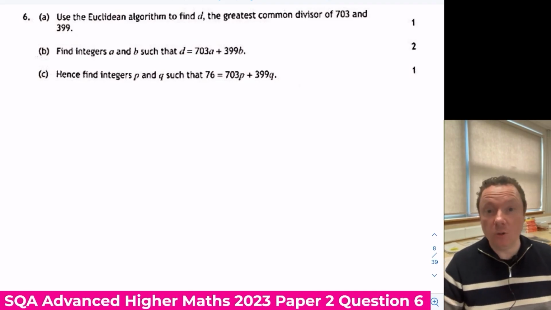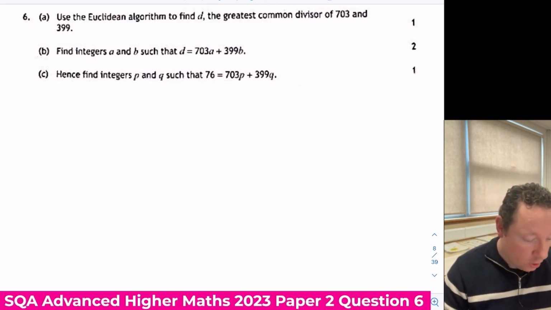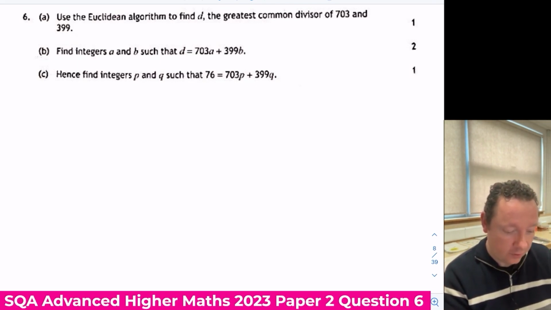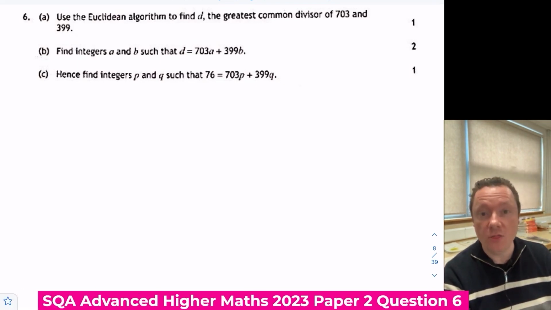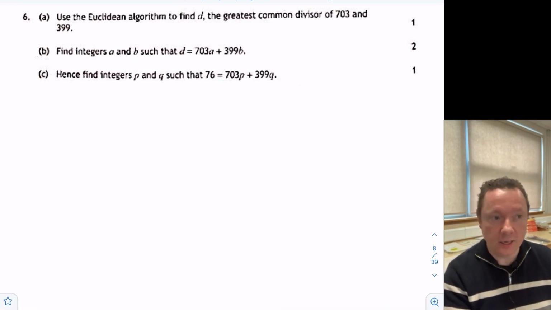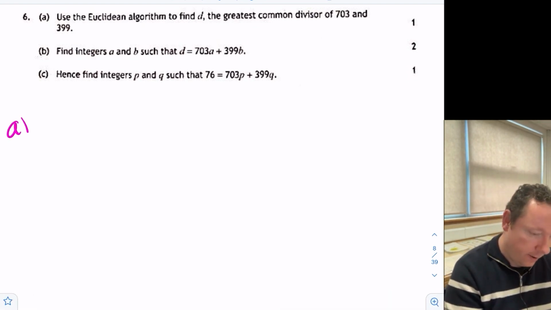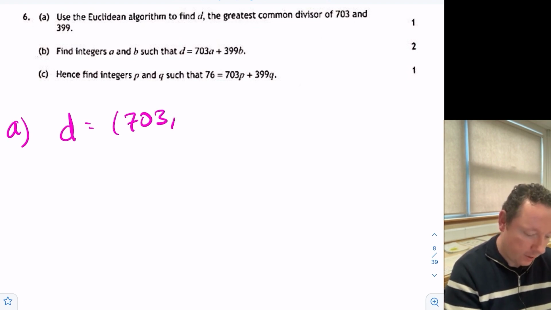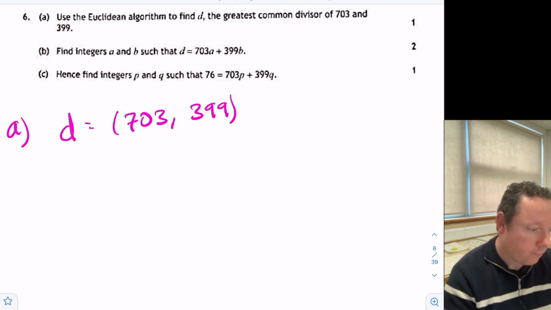SQA Advanced Higher Maths 2023, Paper 2, Question 6. Use the Euclidean Algorithm to find d, the greatest common divisor between 703 and 399. Okay, part A. So d between 703 and 399.